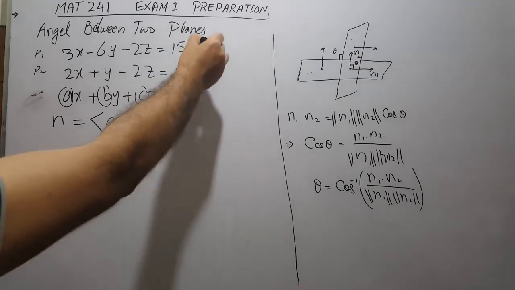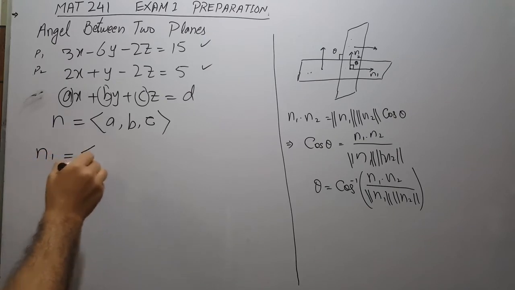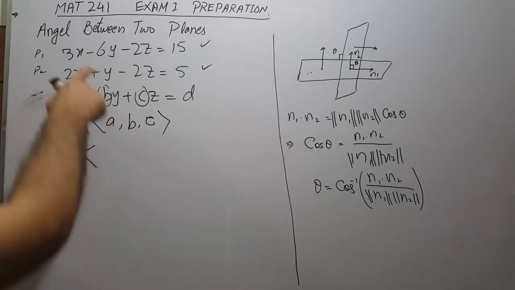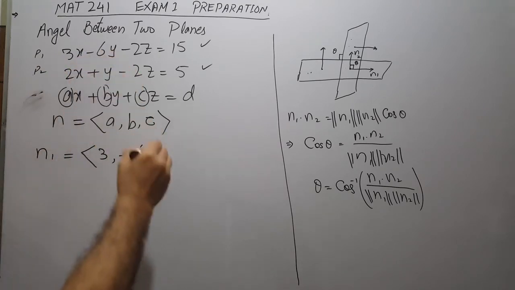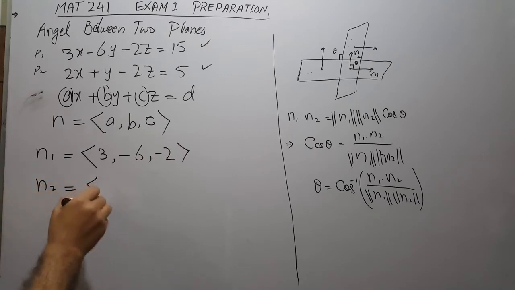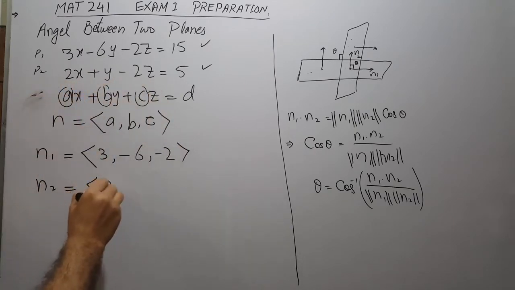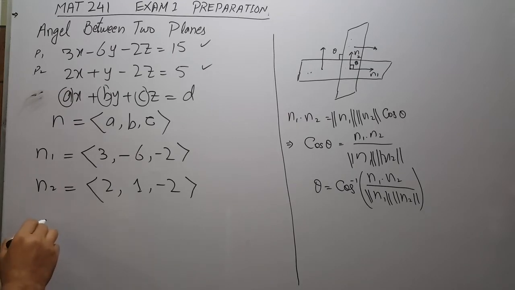Now we have to find out the normal of this plane and this plane. If I call the first one n1, then the normal of the first plane would be 3 comma minus 6 comma minus 2. And similarly, the normal of the second plane would be 2, 1, and minus 2.